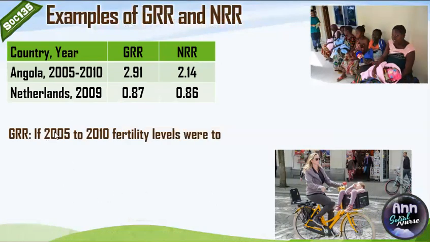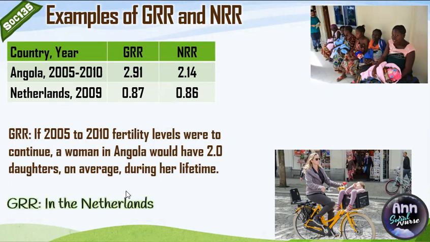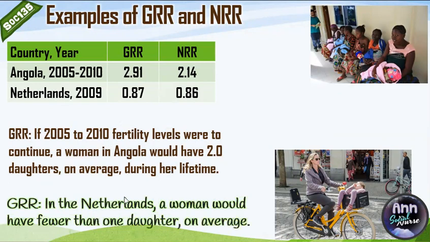So to interpret, if 2005 to 2010 fertility levels were to continue, a woman in Angola would have 2 daughters on average during her lifetime. In the Netherlands, on the other hand, a woman would have fewer than 1 daughter on average because of this almost one. So it could be one or none at all.